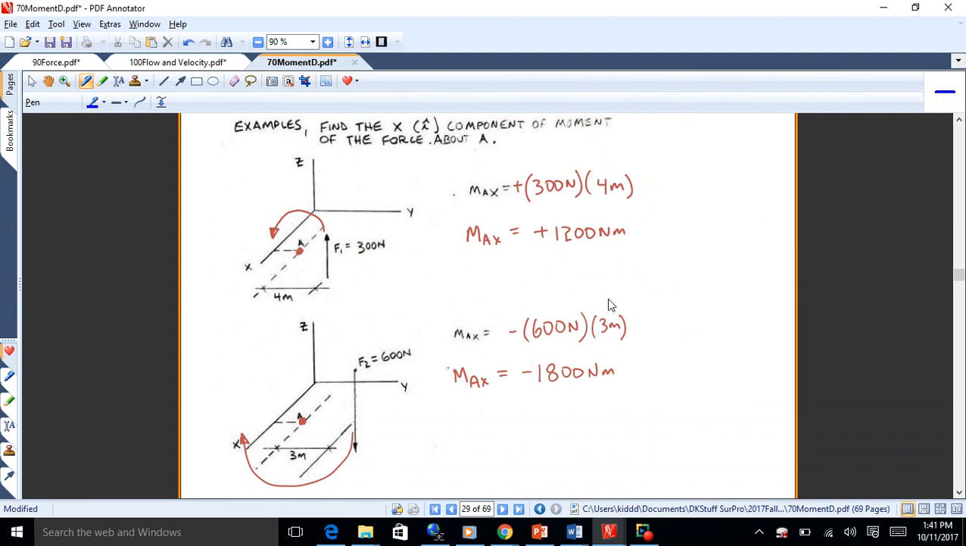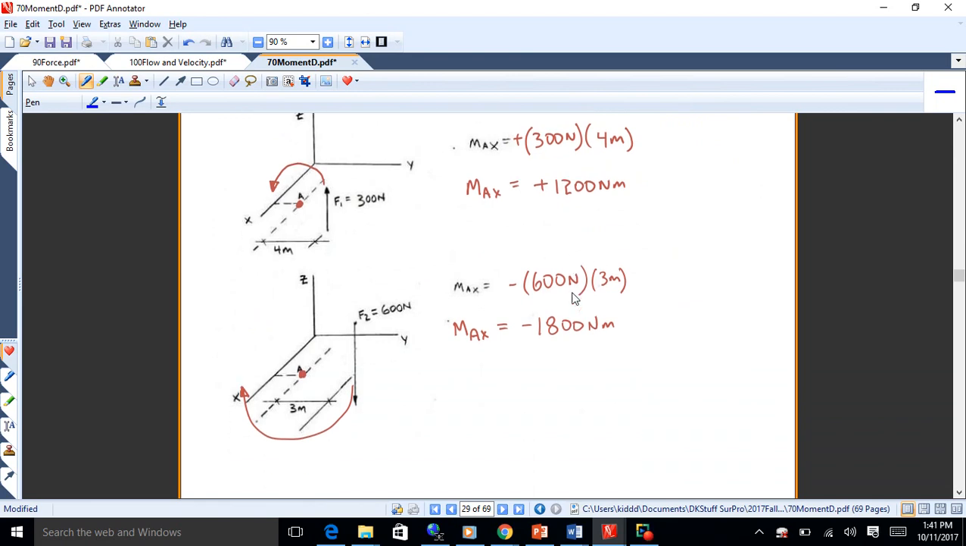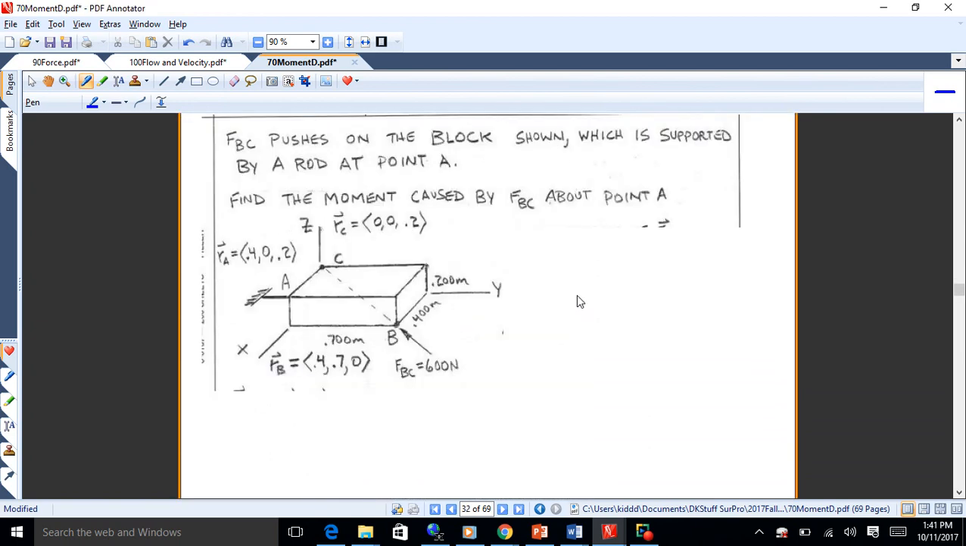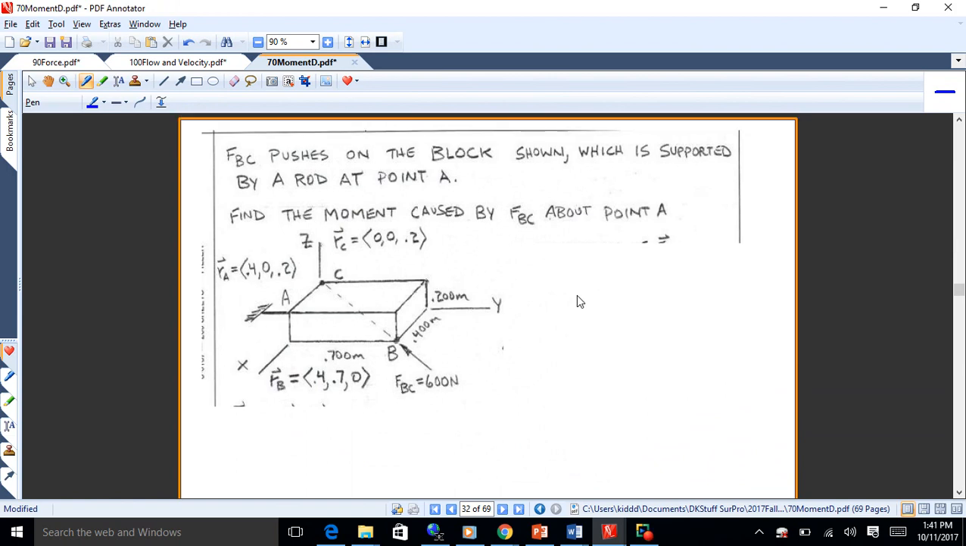All right, so let's see how we could go about calculating a real one here. Let's look on the next page. Now, this is going to involve a little bit of visualization. This is 280, I think. I'm not sure, but I think it's 280. What we've got there is a block. We've got a 600 newton force applied on the line of action from B to C, and we want to find the moment about A. I give you the dimensions of the block, and I give you some coordinates also. So let's find the moment of FBC about A.